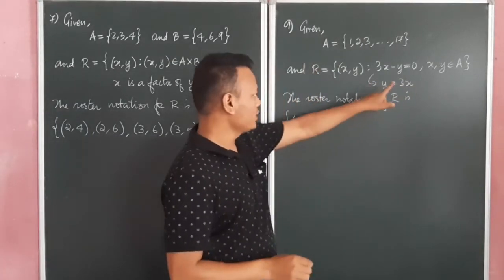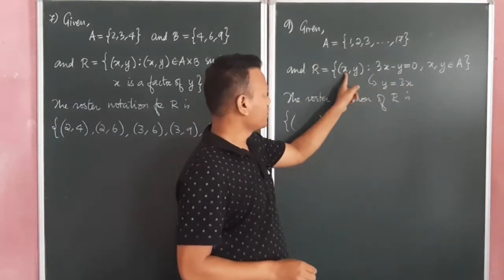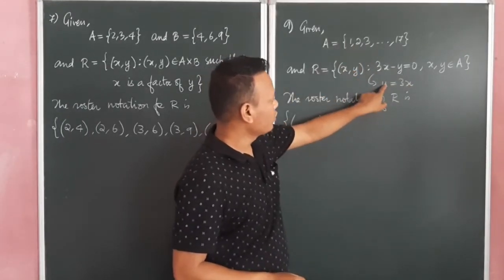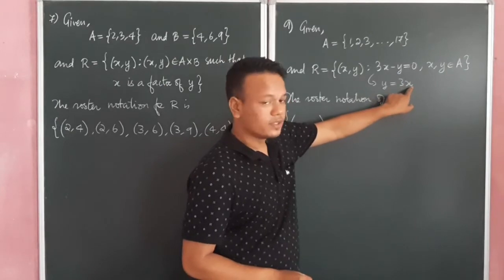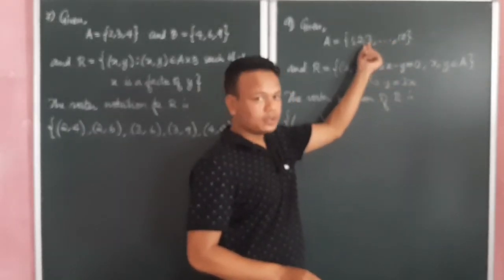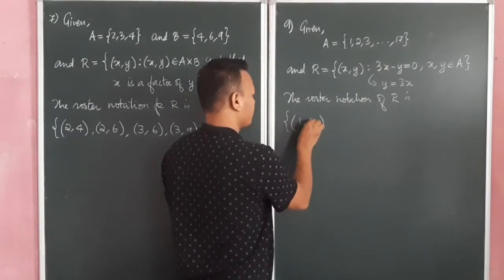Okay, so let us choose x because the first element is x. Now if I choose x to be 1, then what will be the value of y? Y will be 3 into 1, which is 3. Now is this 3 belonging to this? Yes, isn't it? So that's why I can take (1, 3).